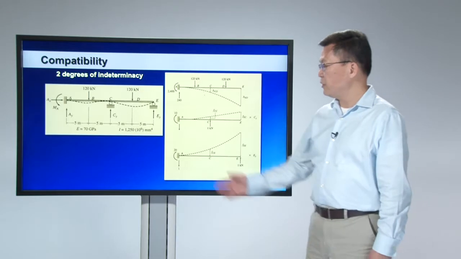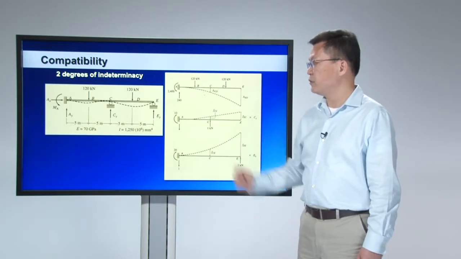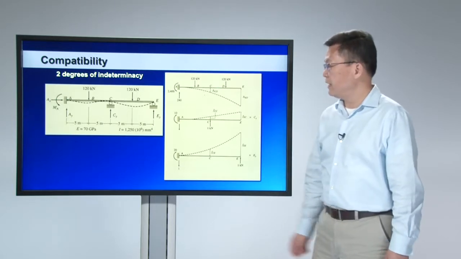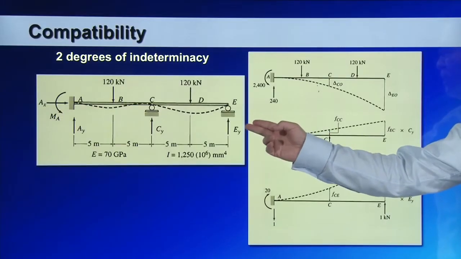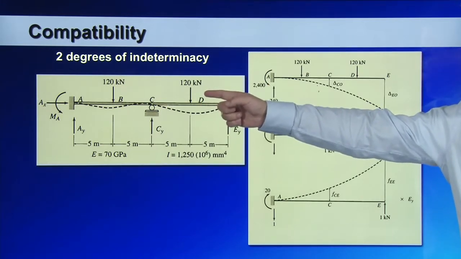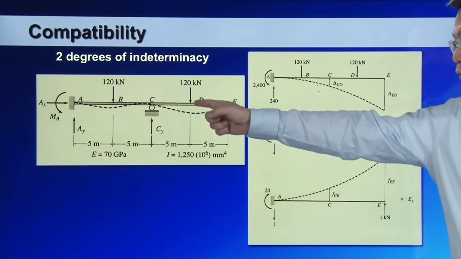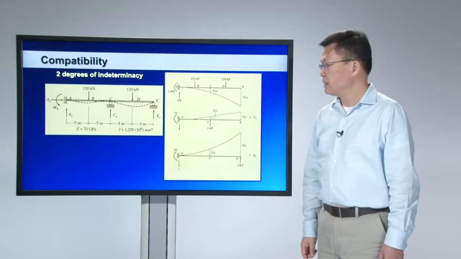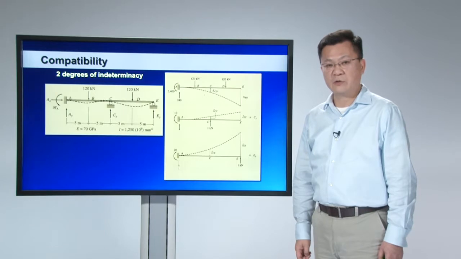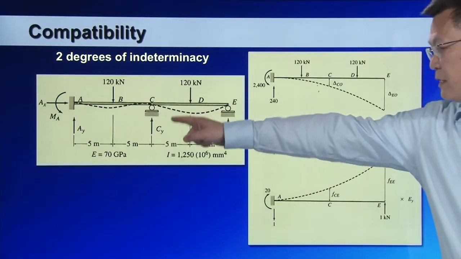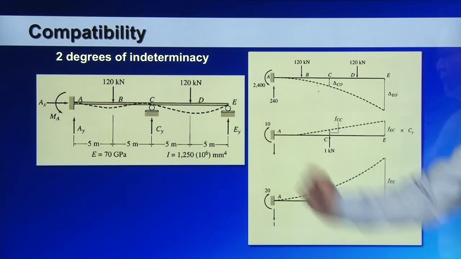Let me show you how you can use the same concept to analyze higher degrees of indeterminacy. In this case, this is 2 degrees of indeterminacy. I have a beam clamped at the left. In the middle, I have a roller support, and on the right, I have another roller support. This is a 2-degree indeterminate structure. So I can choose the redundant forces Cy and Ey.